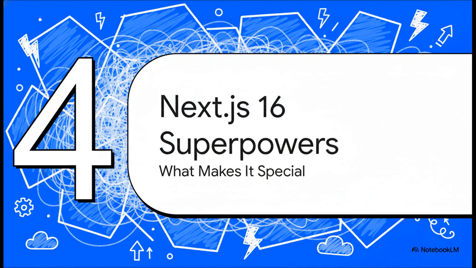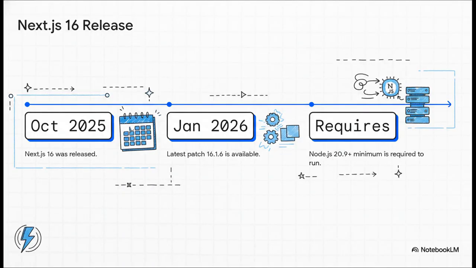Okay, so that's Next.js in a nutshell. But what's the big deal with the latest version, Next.js 16? Well, it introduces some major new superpowers that are fundamentally changing how we build for the web. First, just a little context. Next.js 16 was released in late 2025, and you'll need a modern version of Node.js to run it. This really sets the stage for all the powerful new features that come built right in.